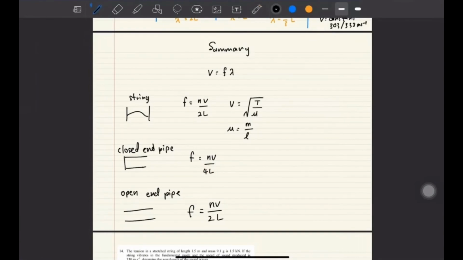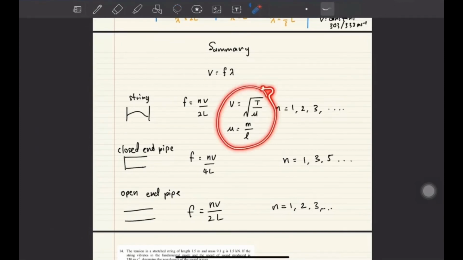Okay, ingat kita cari ni F, frekuensi yang terhasil. Here n represents odd numbers: 1, 3, 5 and so on. Only the odd number. Kalau yang untuk atas bawah ni, nombor dia macam biasa: 1, 2, 3 and so on. The only difference between the first one, stretch string, dengan open end pipe tu adalah equation ni. These two equations only exist on the string.